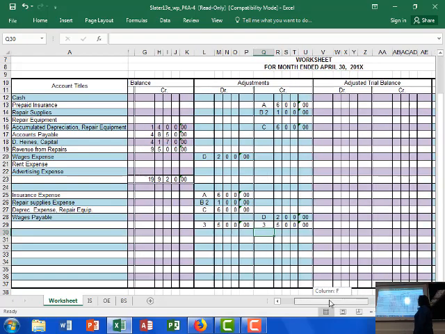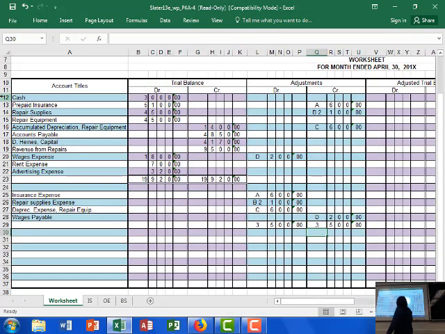So, did we do anything with cash? No. So what do you do? You bring over the account balance into the correct column. If you start with a debit, then that's where it's going to go. We did nothing with cash, so that original account balance comes over.